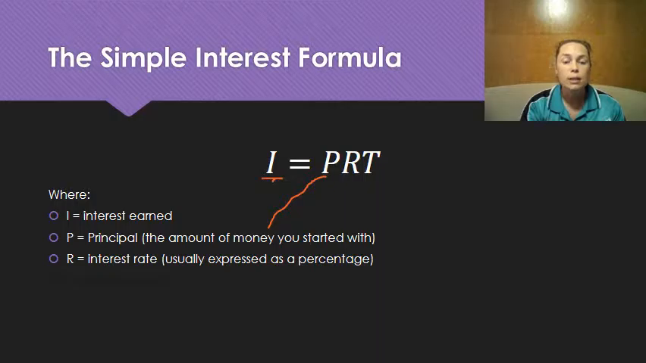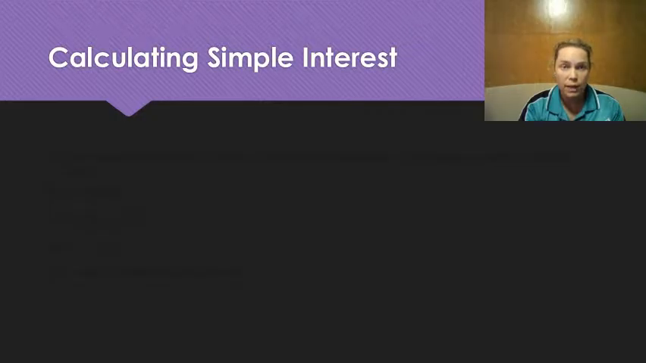R is equal to the rate. It's normally a percentage, and you need to remember that it's a percentage when we come to actually substitute it into the formula. And T is time or term, so it is the period of the investment. So now we know that, let's have a look at how we apply it and how we calculate simple interest.